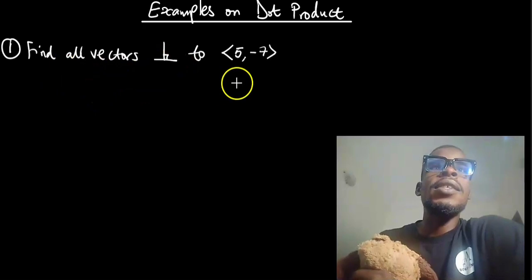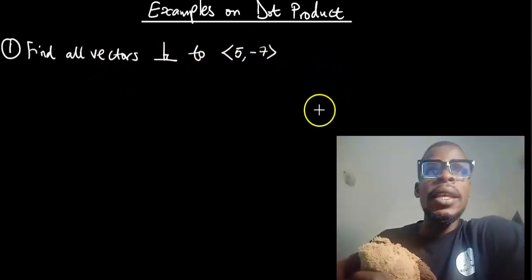Good. Okay, so we have the following. We have to find all vectors perpendicular to this given vector containing 5 and -7.